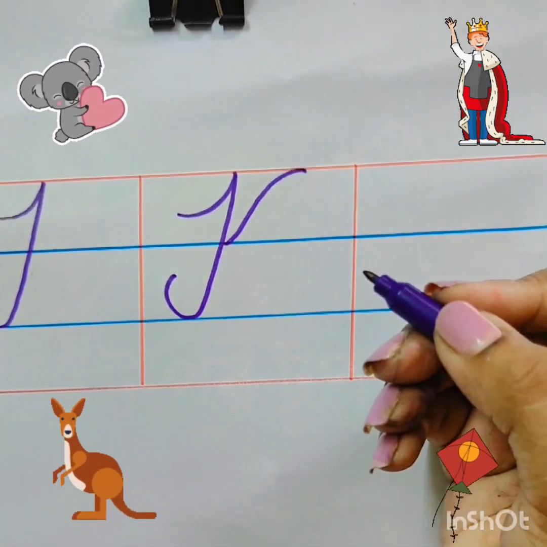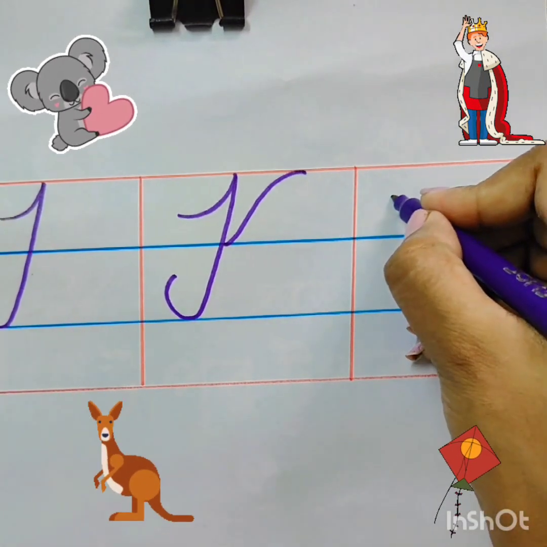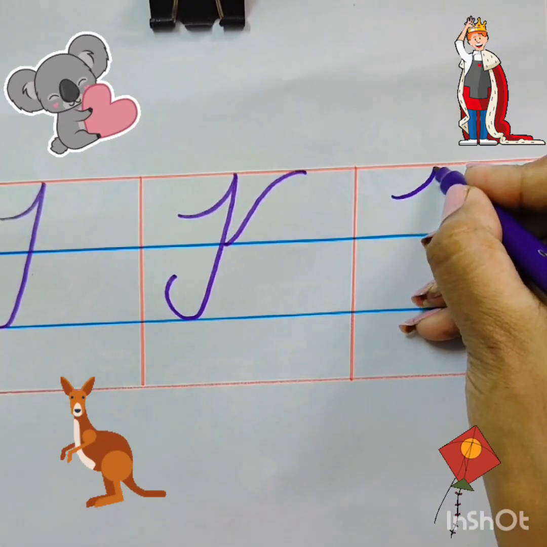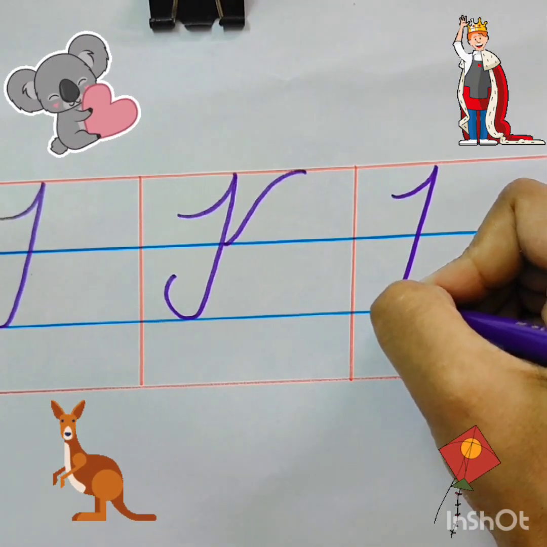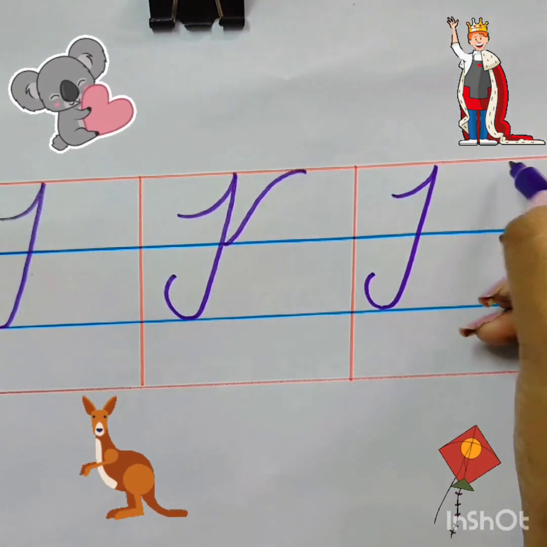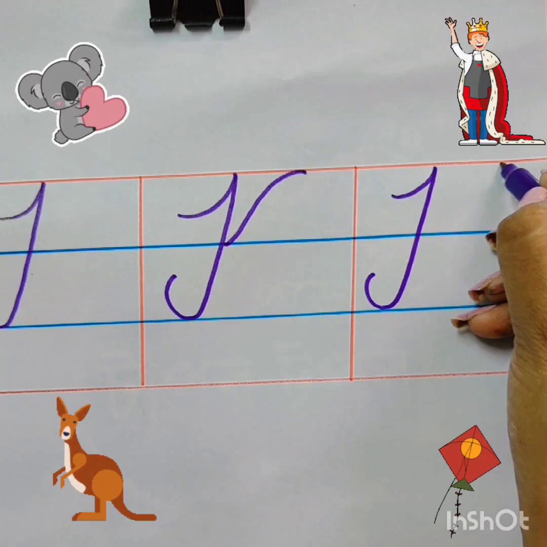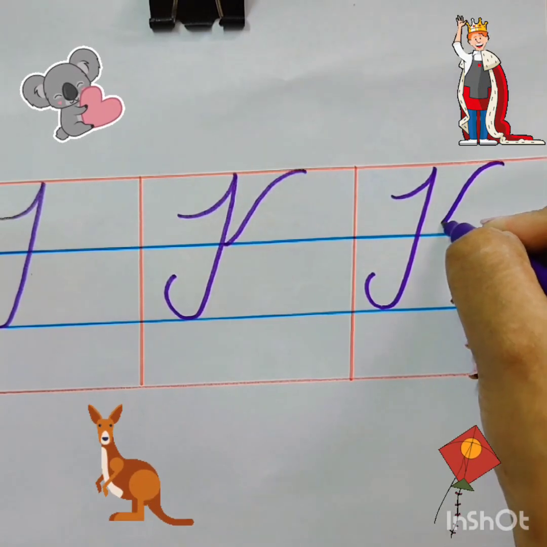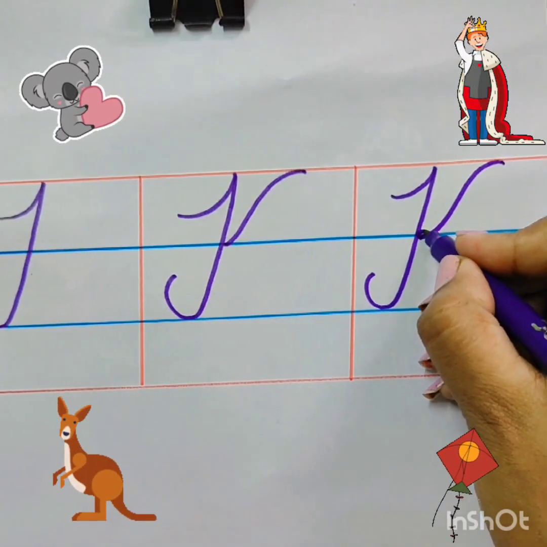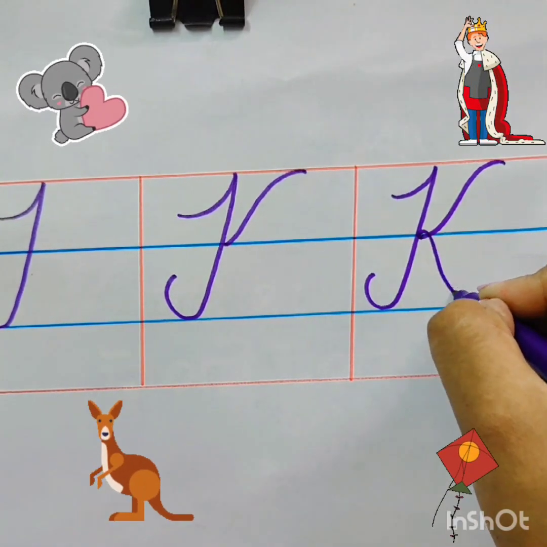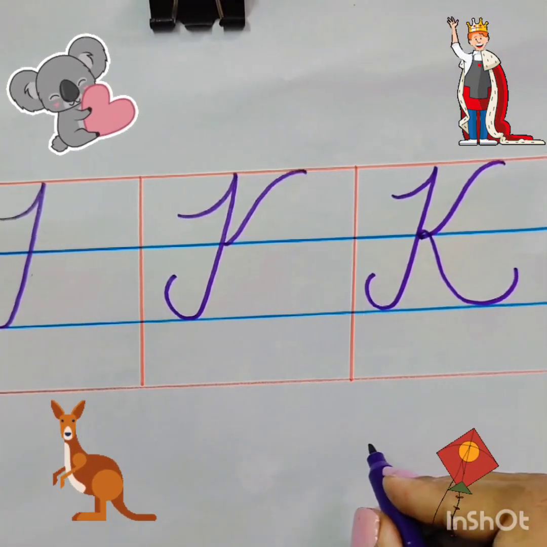Now again put your pencil point in between top and second line. From here, go up with a slant curve. Then come down with a slant line and turn it back. Then put your pencil point on the top line. From here, make a curve and come down till the second line. And here, take a small loop and again draw a curve. Cursive K. So this is cursive K.